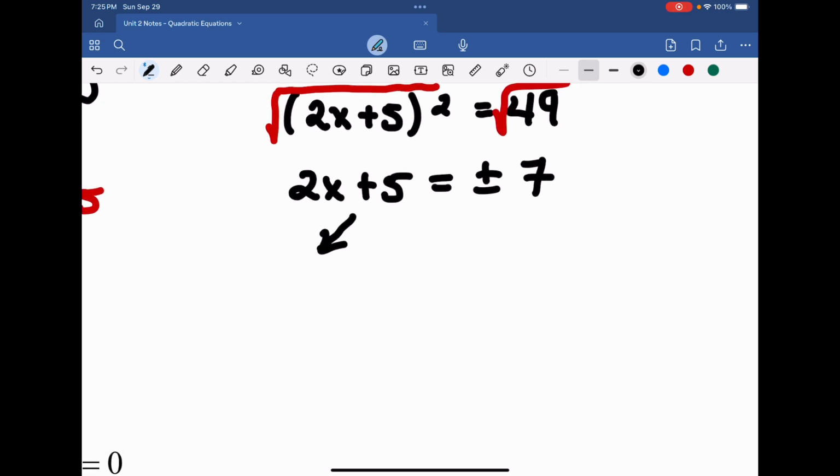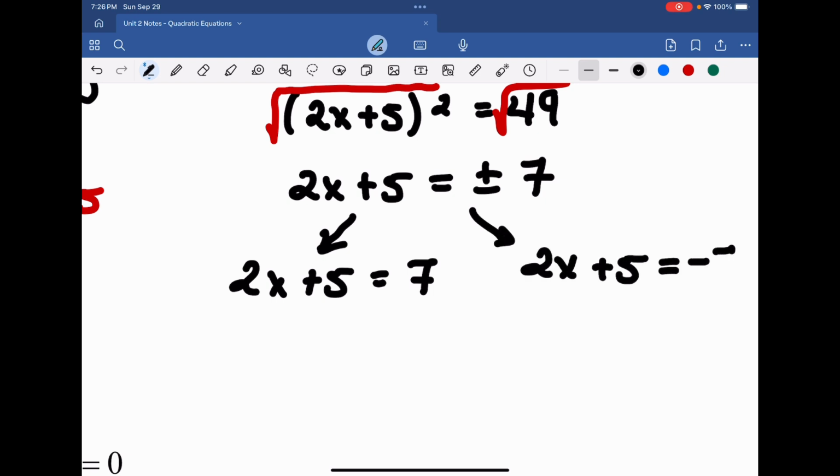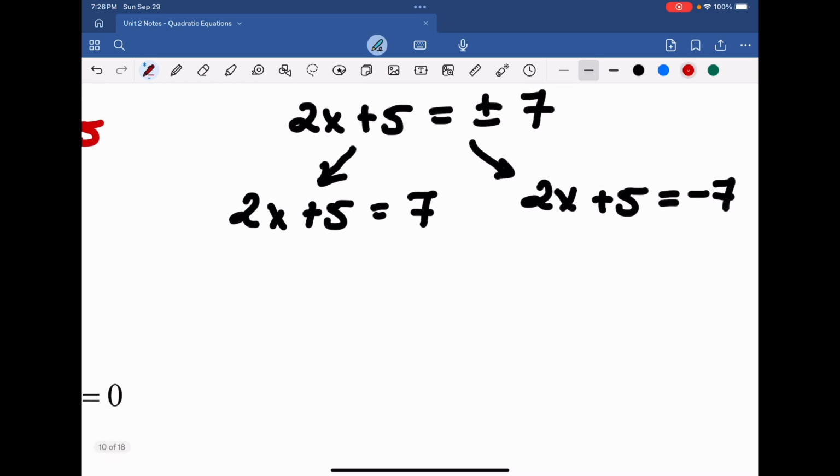Now what I'm going to do is separate it into the following two cases. 2x plus 5 is equal to positive 7. My other case is 2x plus 5 is equal to negative 7. Now, in isolating this, we're going to subtract 5 from both sides, and we're actually going to do that on both of these equations.